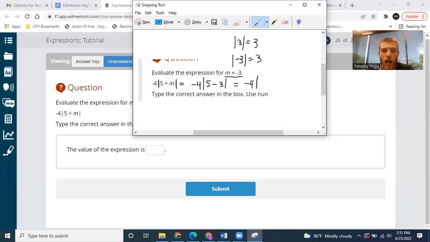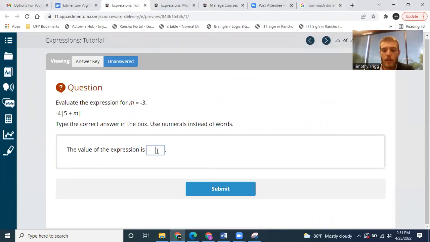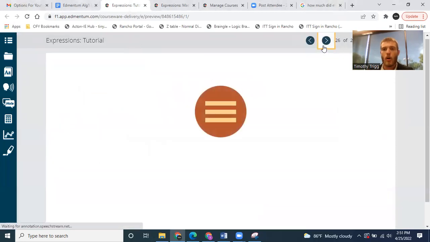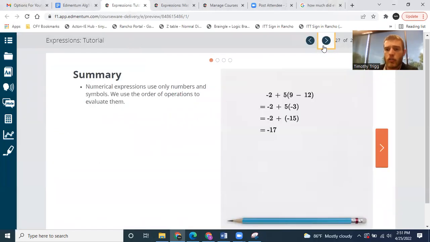-4 times 5 minus 3 is 2. So we have the absolute value of 2, which is -4 times, what's the absolute value of 2? Well, that just remains 2. So -4 times 2 is -8. And there you go. So in this box, we want to put -8. Okay, hope that all made sense. Let's go ahead and move on to the practice.